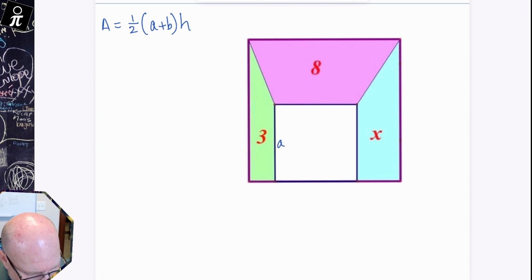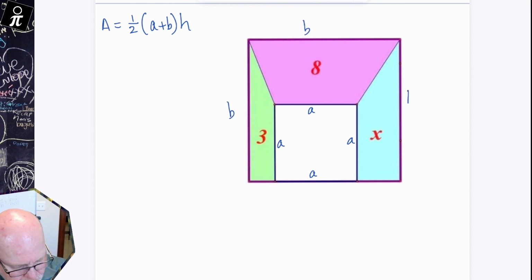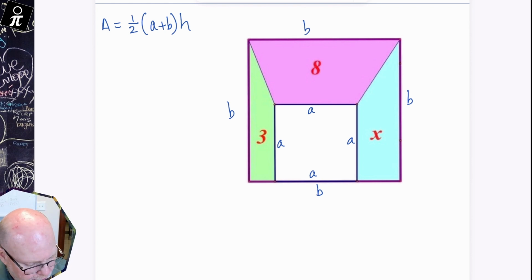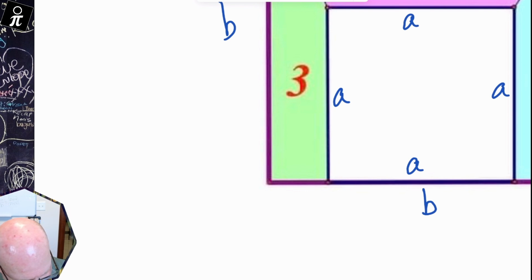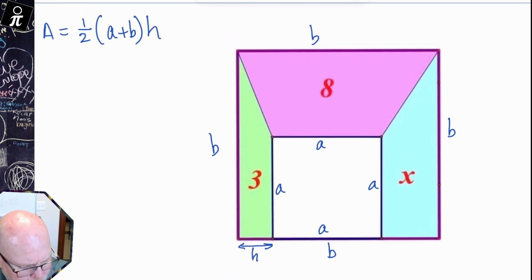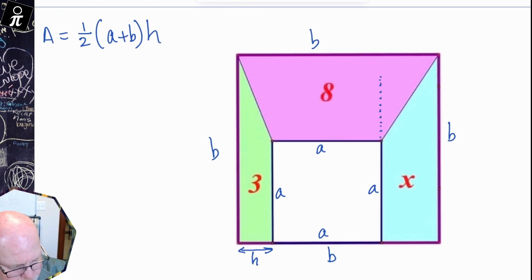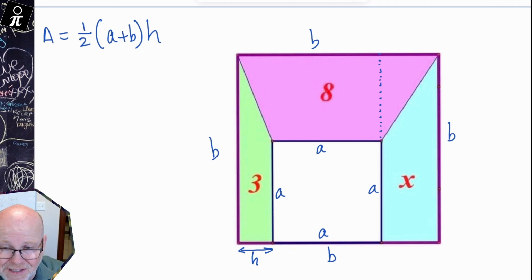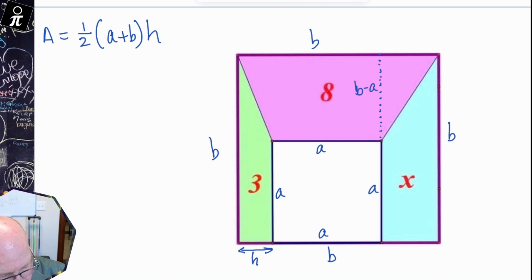So let's start labeling things. Inside this square, the length is A all around. And the big square is length B on each side. Then from here to here, we're going to call that the height. And here to here is the height. But in this case, we know a little more about that height. That height is B minus A.